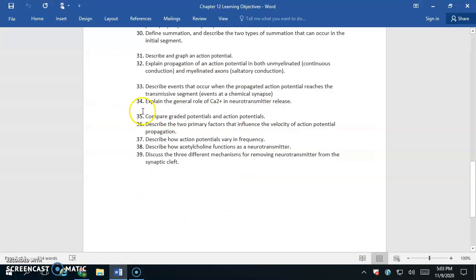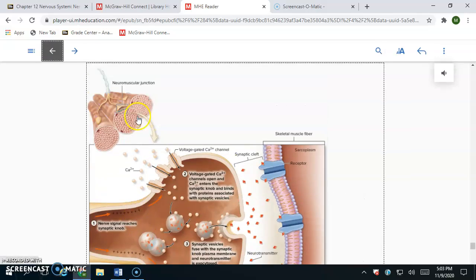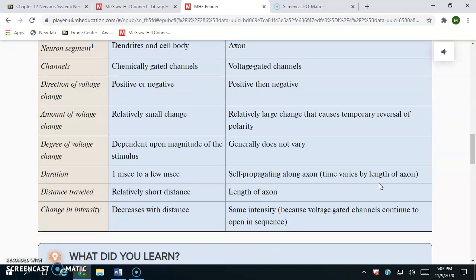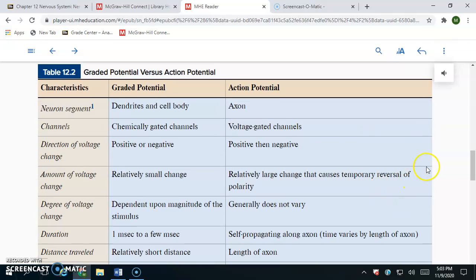All right, so the next thing that we're going to cover is these last few objectives. We should know the similarities between graded potentials and action potentials that occur along neurons, and we should also know their differences too. The textbook actually has a table which shows all the differences between graded potentials and action potentials. So one of the big things to remember is where they happen.